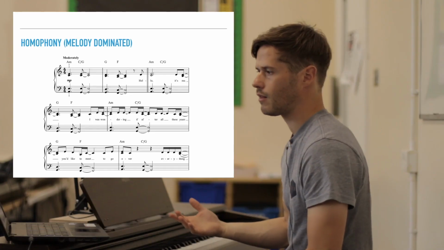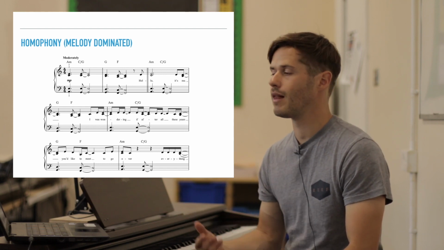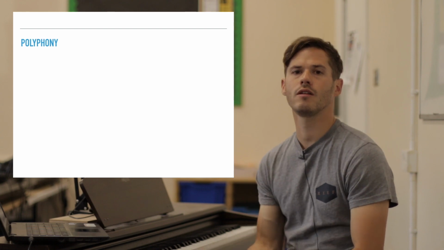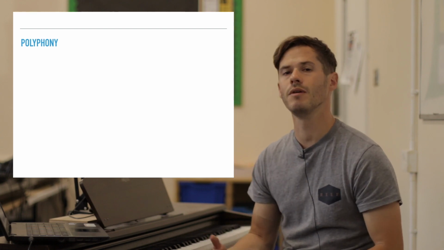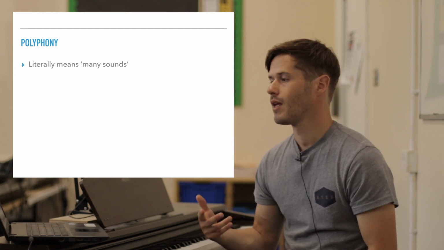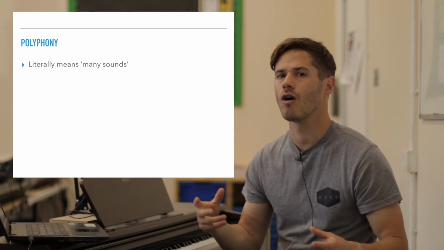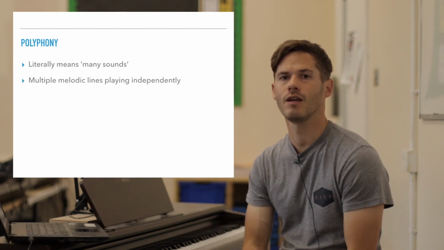So together that forms a homophonic texture, and it's melody dominated. And then finally, the third kind of texture is polyphonic. Now, polyphony literally means many sounds, and it's the most complex of all the textures. It's where you've got several melodies all coming together, interweaving independently.